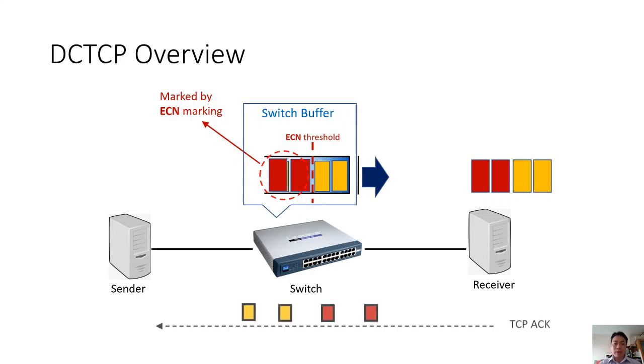Then the receiver will respond by sending a TCP acknowledgement to the sender, just like any regular TCP. However, since 2 of the packets have been marked with ECN, 2 of these acknowledgement packets will carry ECN echo back to the sender to notify it about the potential congestion at the switch.